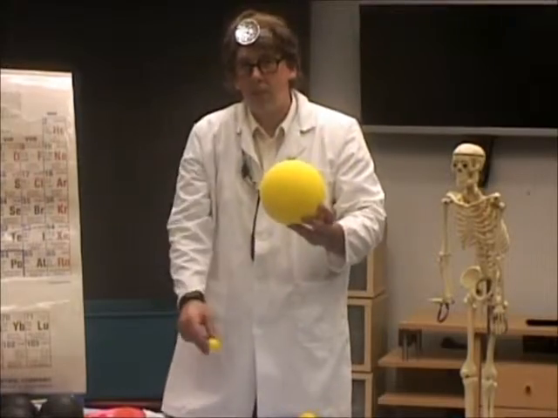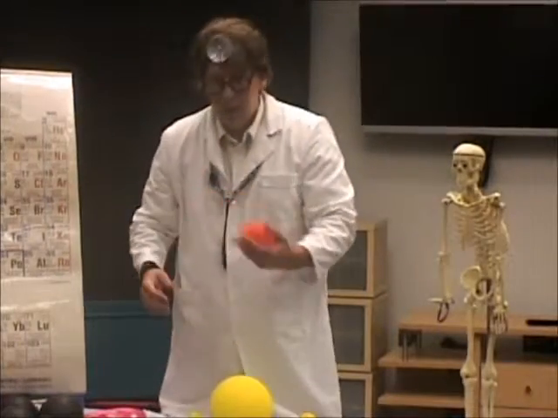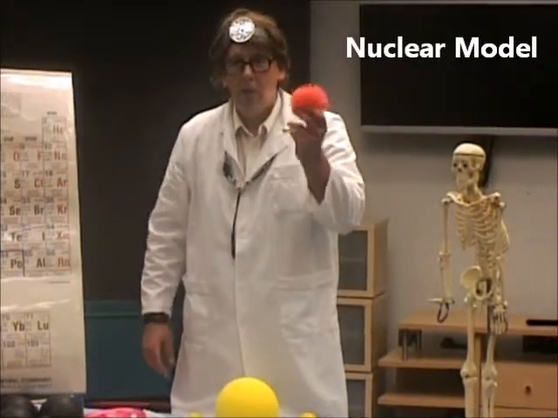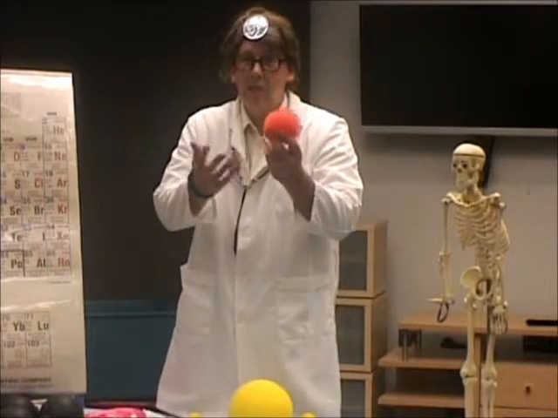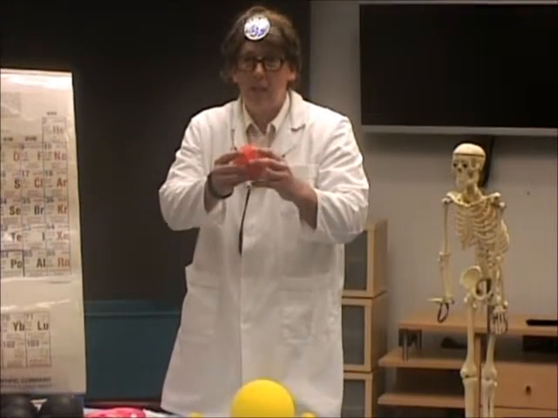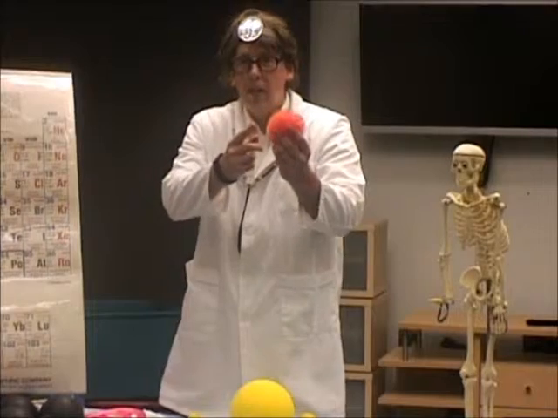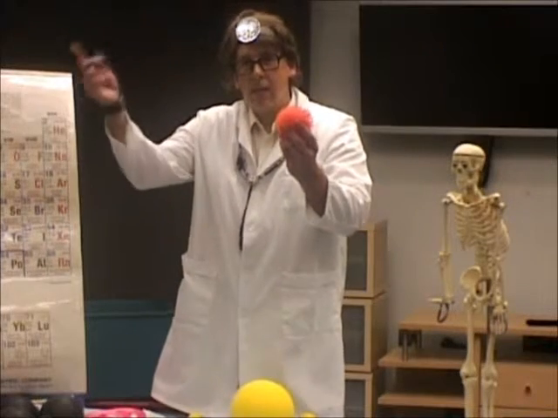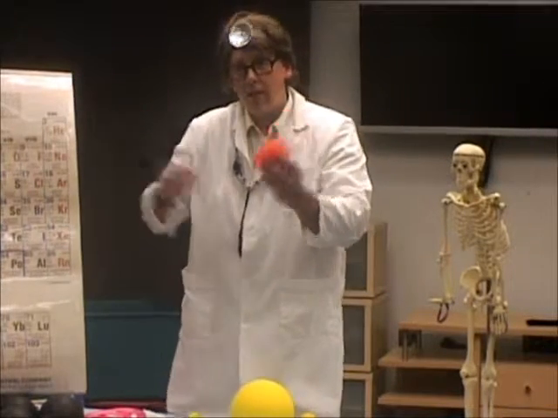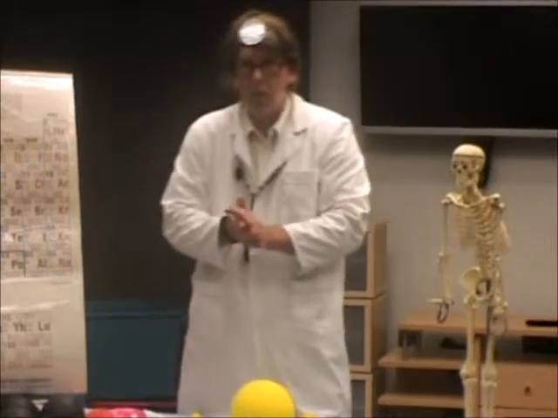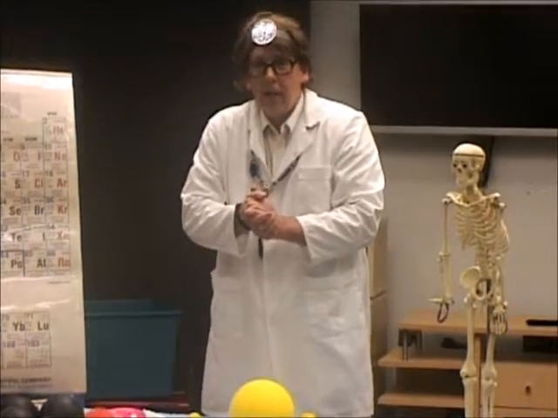So no more planetary model. Here we have the nuclear model with the electron density. Electrons are out there somewhere in space, more likely to be at a certain point versus less likely to be at another point, okay? So we can talk more about that in another segment.